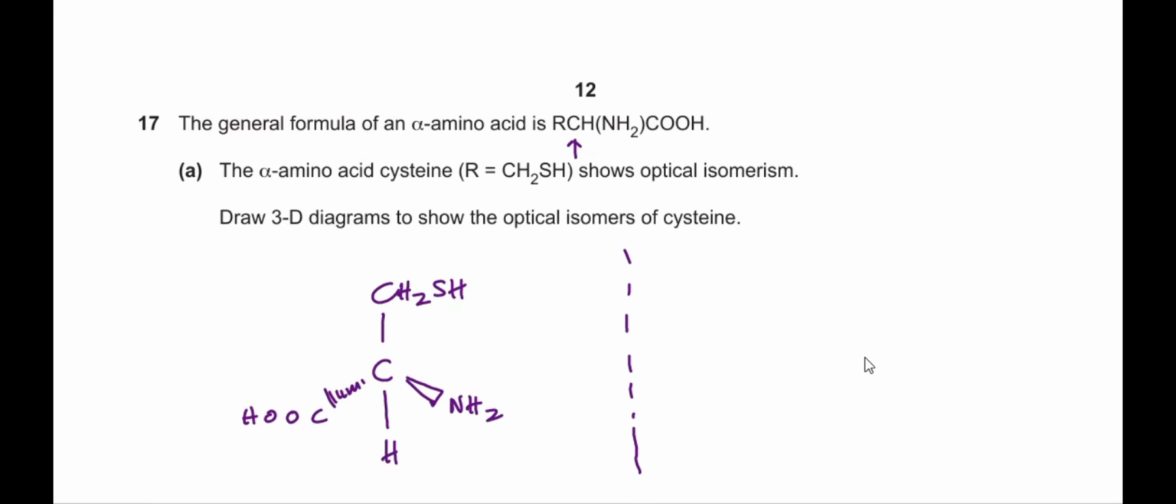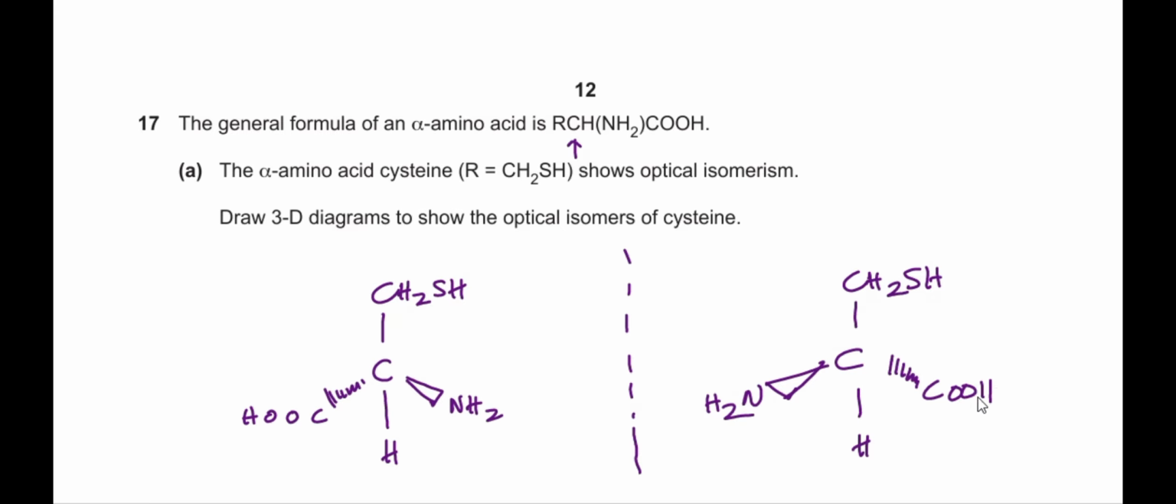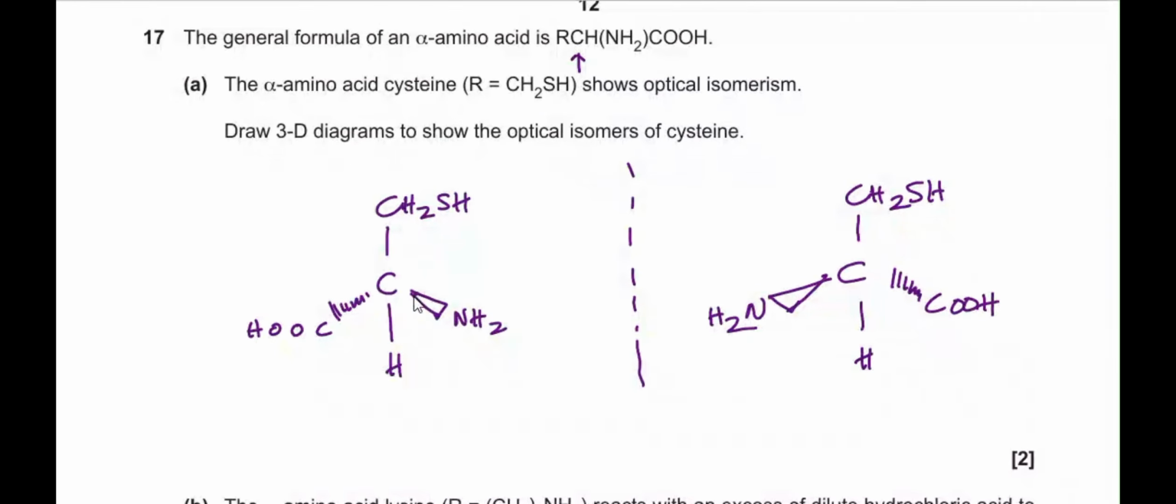So let us draw the exact mirror image here now. CH2SH and hydrogen are easy to draw. And this one will be the NH2 group here. And this will be the COOH. Let us darken these wedges also.